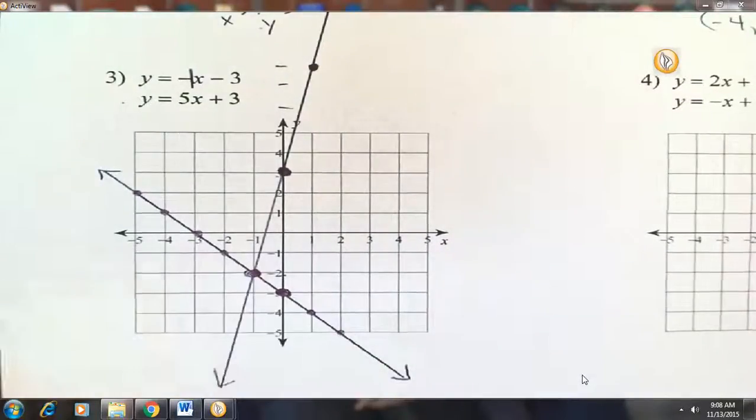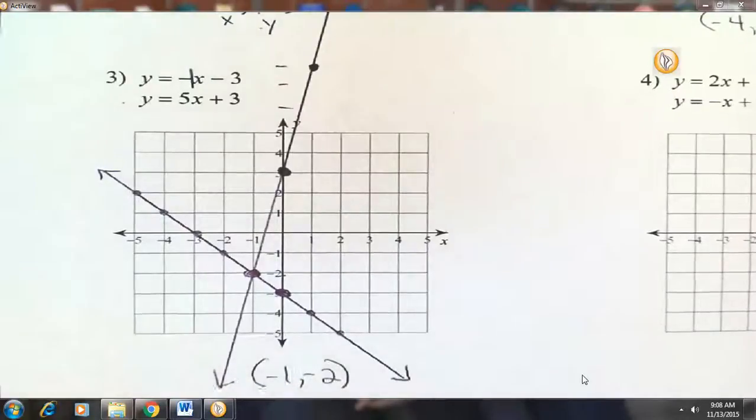I've got my 2 lines drawn in. Where do these lines intersect one another? -1, -2. Please be sure to state that point.